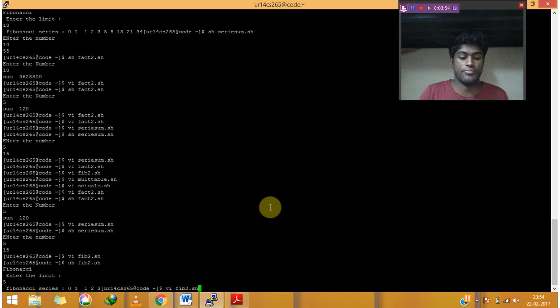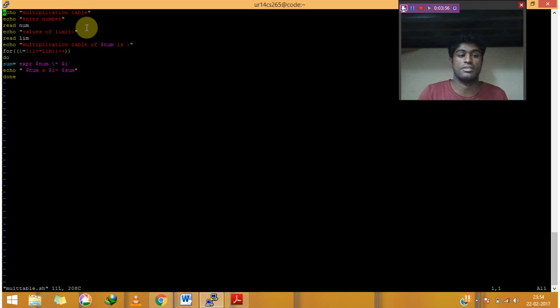Multiplication table. So first I enter the number, then I enter the limit up to which I have to go. So suppose I enter 5 as a number and 10 as a limit, so it will show me from 5 into 1 to 5 into 10.